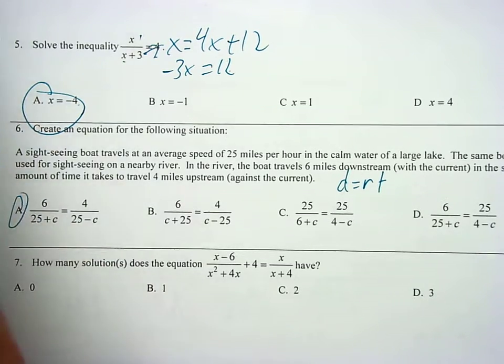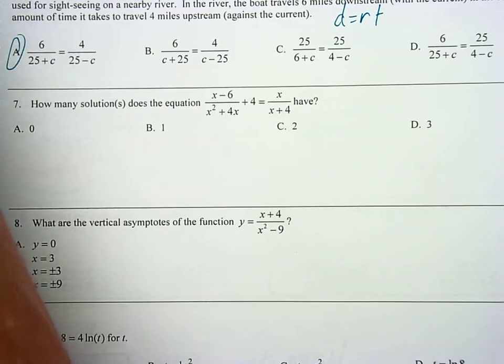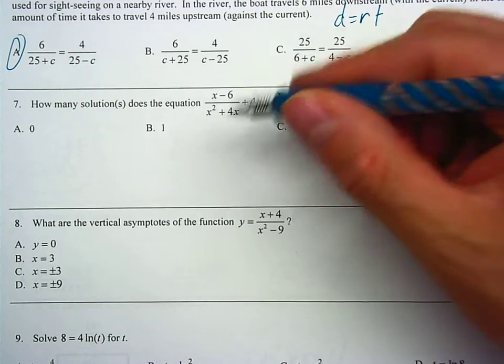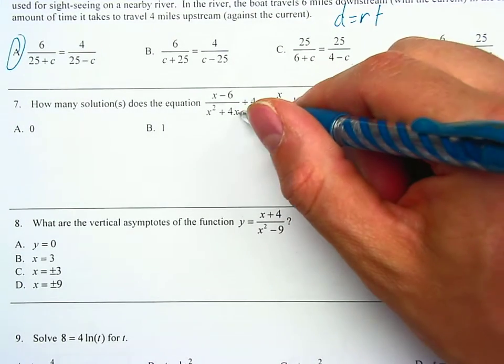Moving along. How many solutions does the equation have? x minus 6 over x plus 4 is equal to x over x plus 4. With this question, I'm not asking you to solve it particularly, but I was thinking about this, and I can't think of a way to do this without actually solving the equation. So that's what I'm actually going to do. I'm going to solve it. Now, there might be a way to do this without actually solving, but I couldn't figure that out.